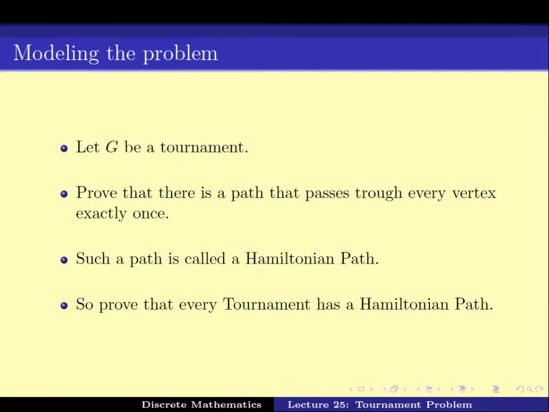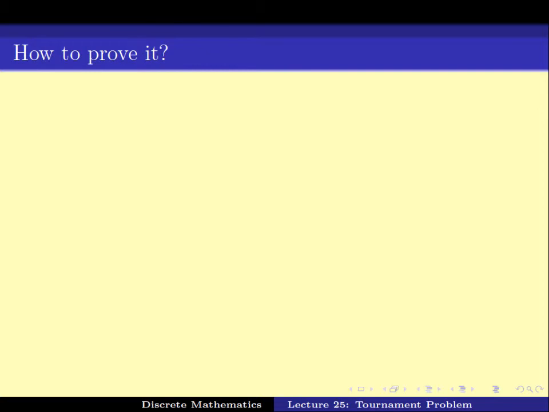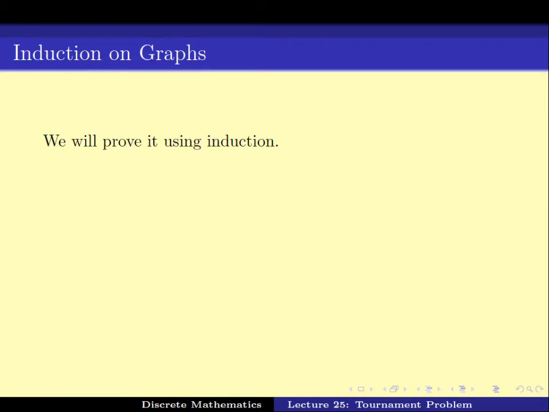Recall that we just told that not every graph has a Hamiltonian path. So this is a statement in graph theory which says that every tournament has a Hamiltonian path. Now how do you prove it? Of course the hint is induction. And how do we go about it? So we prove it by induction.